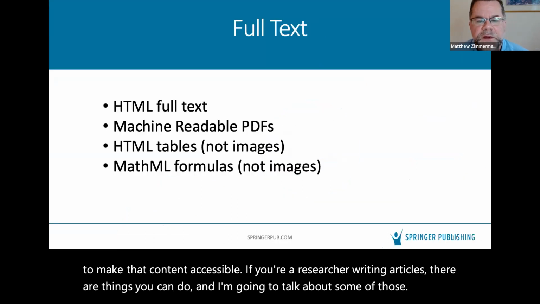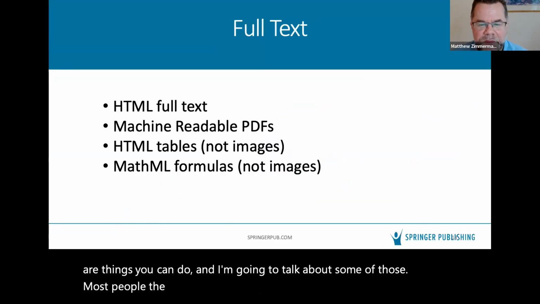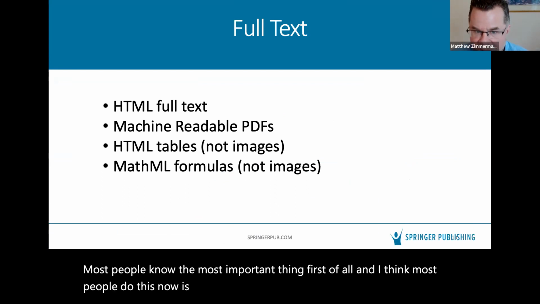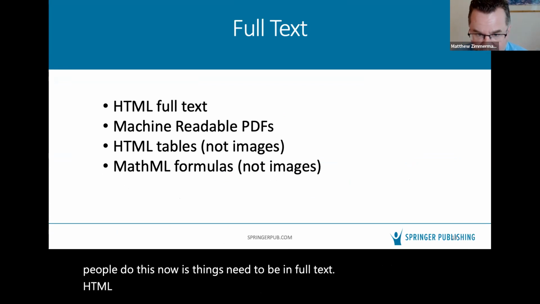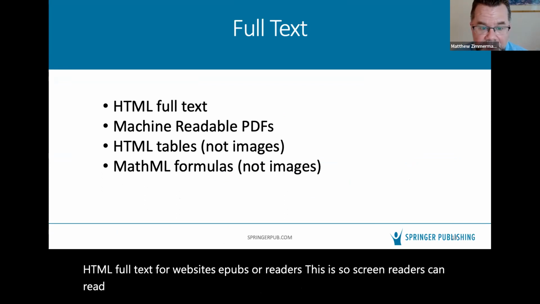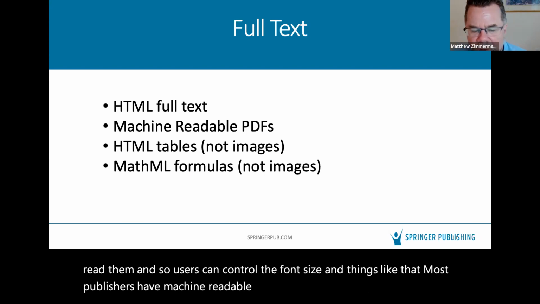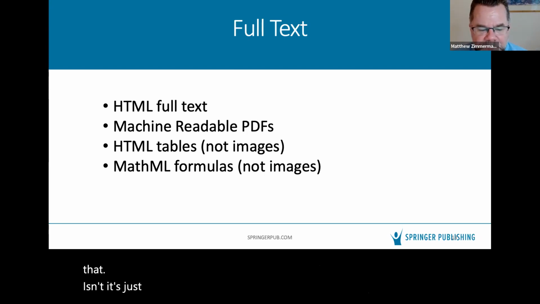The most important thing, first of all, and I think most people do this now, is that things need to be in full text: HTML full text for websites, EPUBs for readers. This is so screen readers can read them, and so users can control the font size and things like that. Most publishers have machine readable PDFs now. There's a lot of older content that isn't, it's just an image, and those aren't readable.